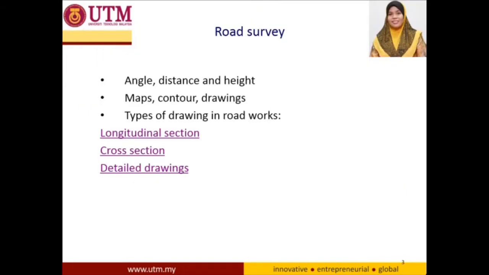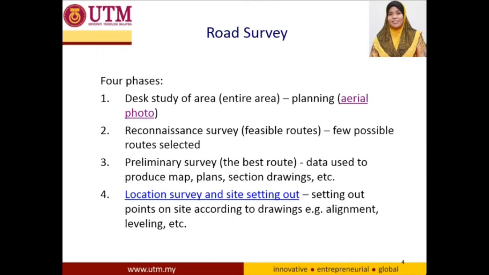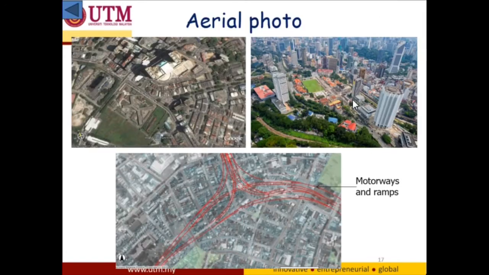Okay, there are various stages of the road survey. Here I've listed 4 major stages. The first one refers to the in-depth study of the area, which covers the study of the road location using all the information that could be in the form of maps and aerial photographs of the proposed area. Okay, let's see the example. Okay, this figure shows the aerial photo taken of the proposed motorways and ramps. This is very helpful, especially in getting the bigger picture of the area under consideration.